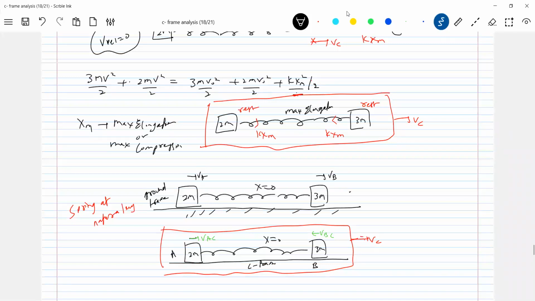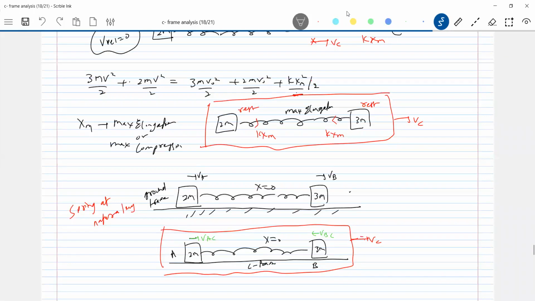Sir, why are you putting VAC? As I told you, in the C frame, what does the pen do? It will just describe oscillating motion. First, at natural length, VAC is towards left. Again, it will come to maximum elongation. What will happen? There'll be instantaneous rest with respect to the C frame. So again, when they come to natural length, VAC should be towards left.